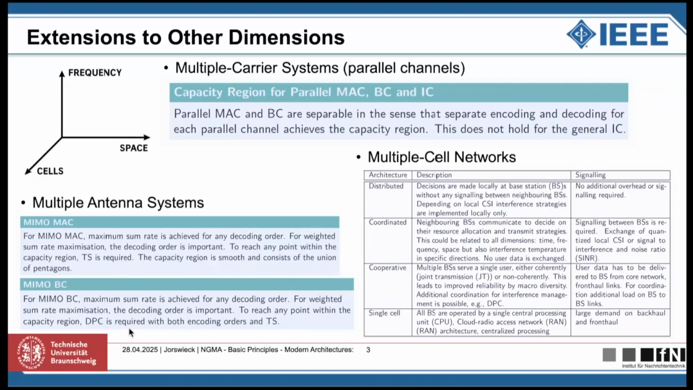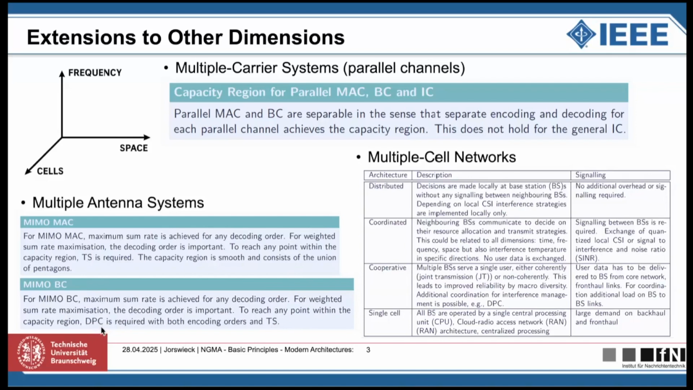For the MIMO broadcast channel, we also cannot directly apply the results for the degraded broadcast channel because the MIMO broadcast channel is not degraded. However, the capacity region of the MIMO broadcast channel has been known for 20 years. Here we have to apply a technique called dirty paper coding.